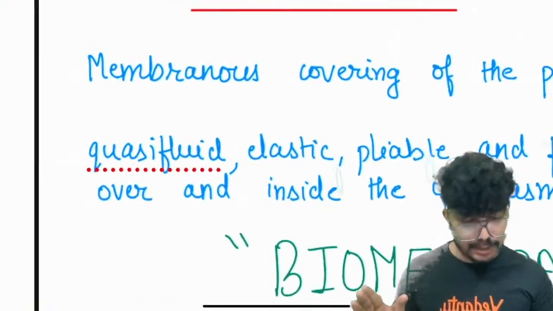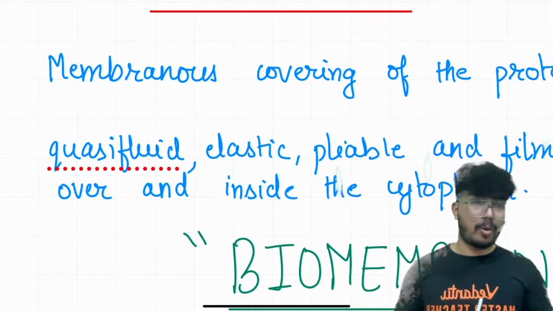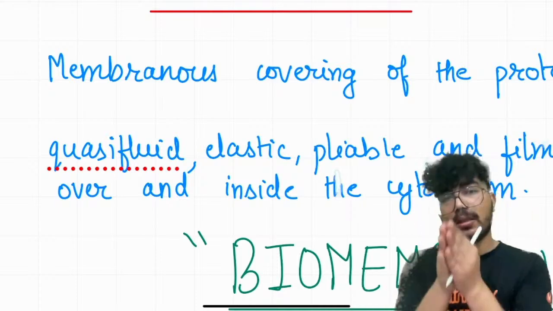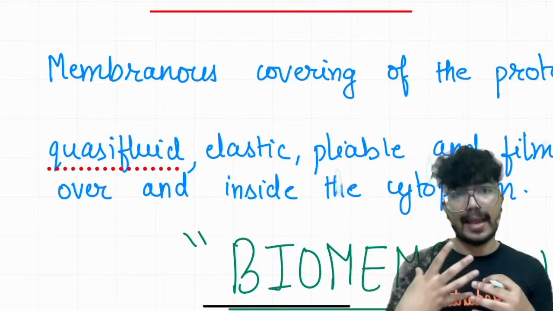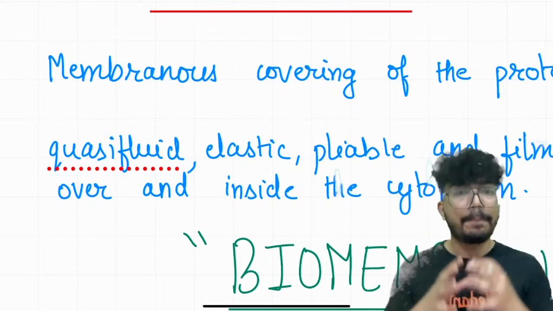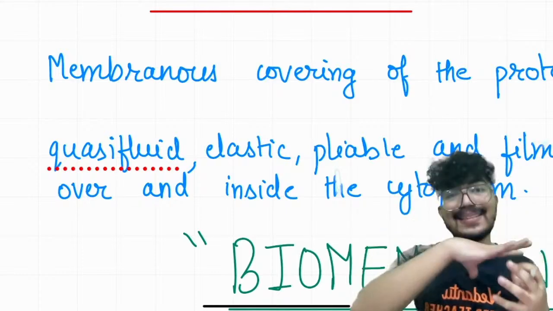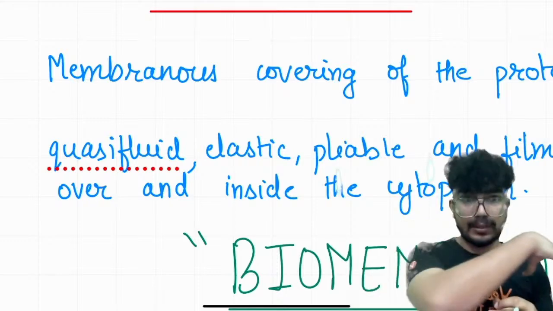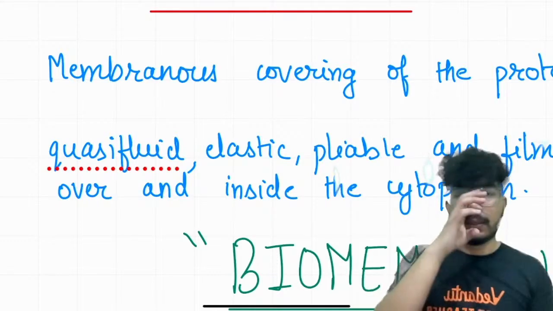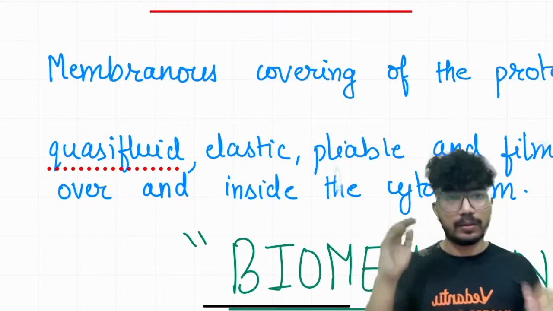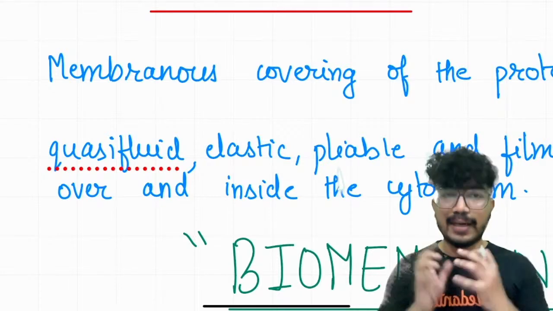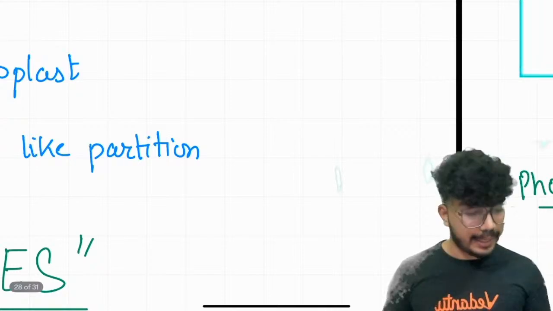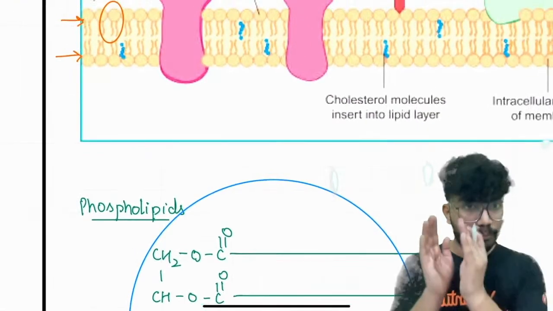There is a term, quasi-fluid. The term quasi-fluid basically signifies the dynamic nature of the plasma membrane, right? The fluid mosaic model called the plasma membrane protein icebergs in the sea of lipid. Protein icebergs can simply float over the ocean, over the water, and the same way they can move from one point to another. In the same way, quasi-fluid signifies the dynamic nature of the plasma membrane. That means lateral movement of the protein is possible, right? The proteins can move laterally.